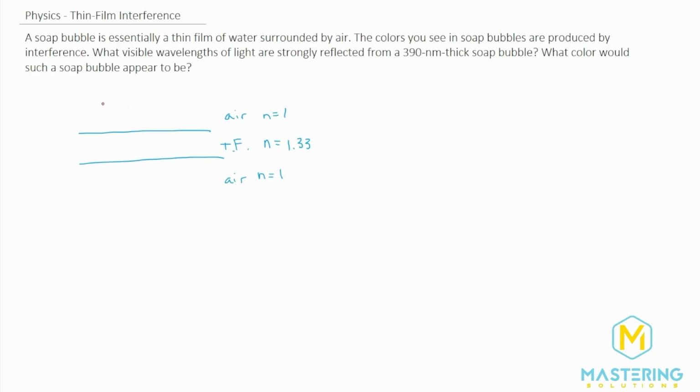If we draw the light as it passes through here, let's see how the phases would change. We'll get some reflection, and then it will come in here, and we're going from low to high. So we'll get one phase change here. Now we're going from high to low, so we won't get any phase change with this one. We'll get some reflection here and like that. And so we have one phase change, and we want to know what wavelengths are strongly reflected. So that will be constructive interference.